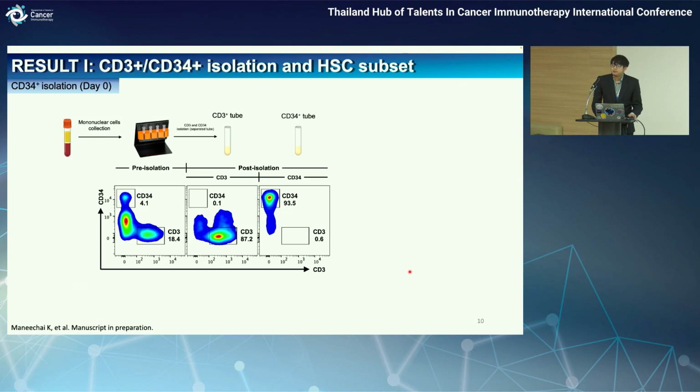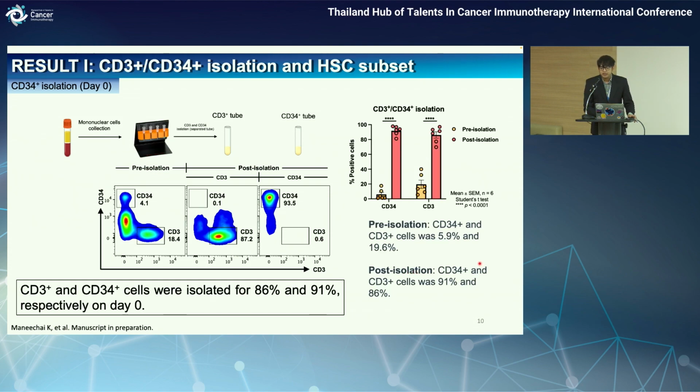For the first result, this is the cell isolation on day 0. This figure demonstrates the representative flow plot. The x-axis shows CD3 and the y-axis shows CD34. We could isolate around 90% of both CD3 and CD34 cells. And in summary, in 6 patients, it shows around 91%, 91% and 86% respectively.